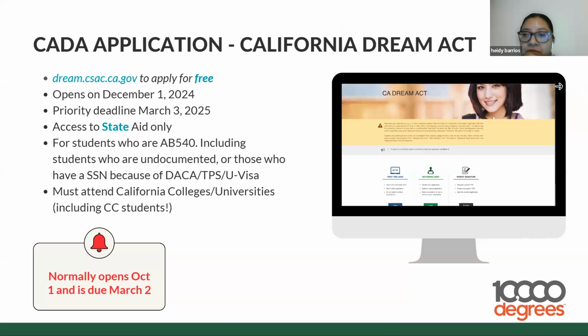Students who are AB 540, including students who are undocumented or those who have a Social Security number through DACA, TPS, or a U visa, can apply for the California Dream Act. Another important requirement is that they must attend a California college or university, and that includes community college. Normally it opens on October 1st and is due March 2nd, but with some of the changes, it is now pushed to March 3rd.